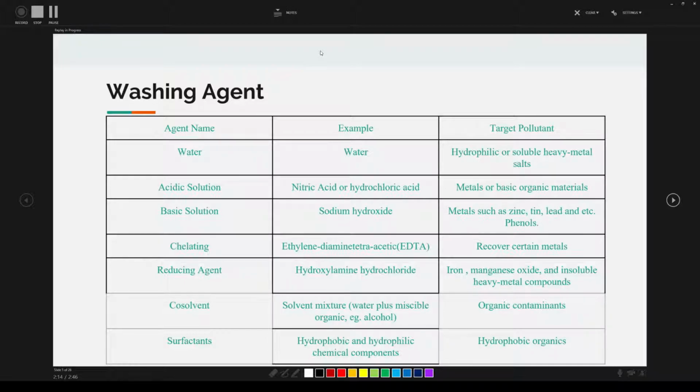To choose washing agents, as I said, it depends on the many different conditions at the site and on the pollutant itself. So this is an important decision in the whole process of in-situ soil washing, and if we do not choose it wisely or carefully, the soil flushing process might not work.